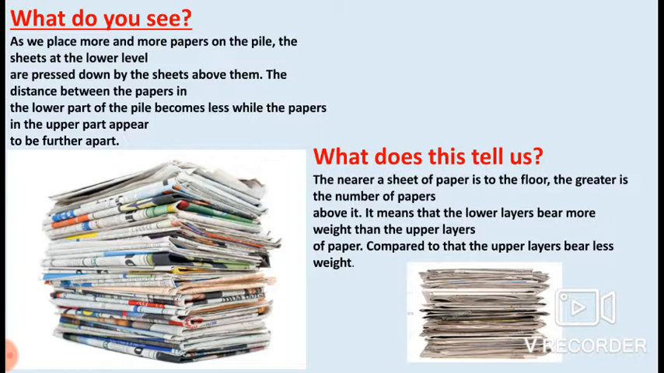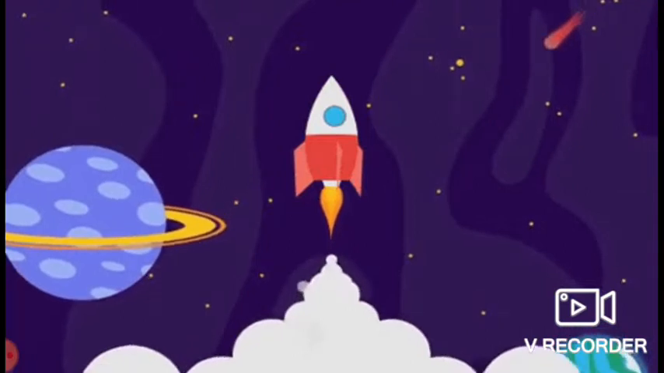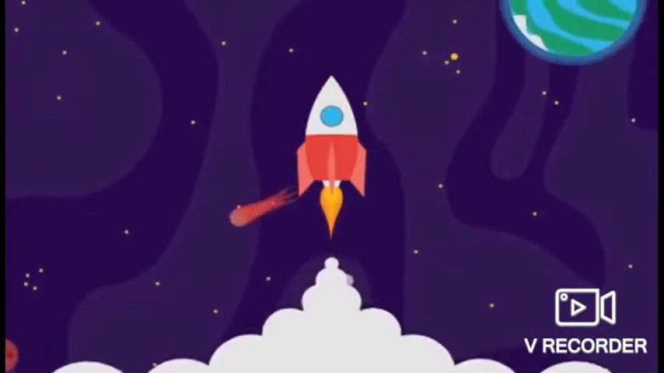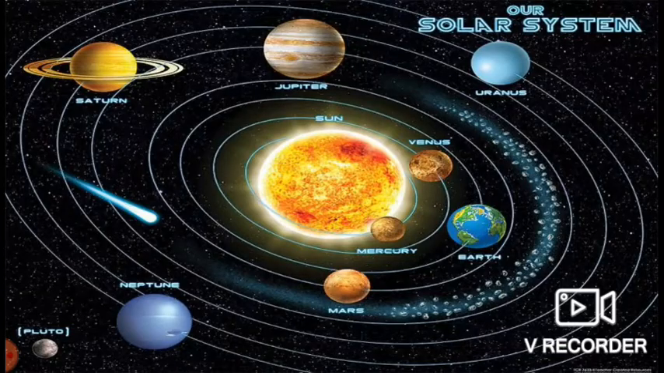Students, now get ready to explore the space. I know you are very much excited. Look at our solar system. It is a small part of our galaxy. It is made of stars, planets, moon, comets, asteroids. The planets revolve round the sun. Sun is the main source of light.